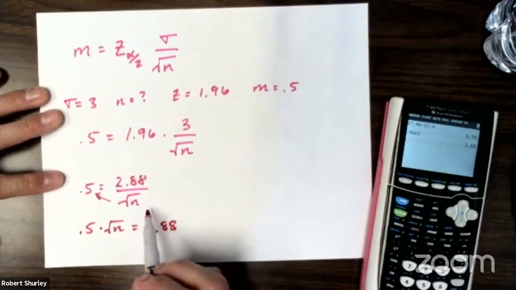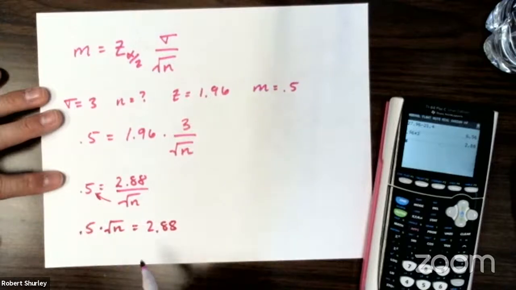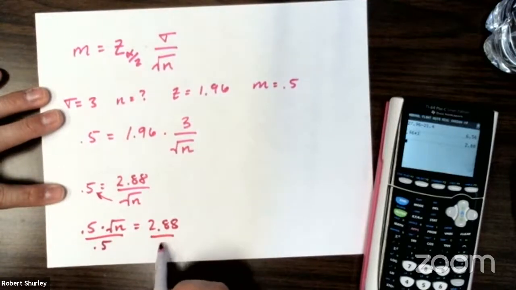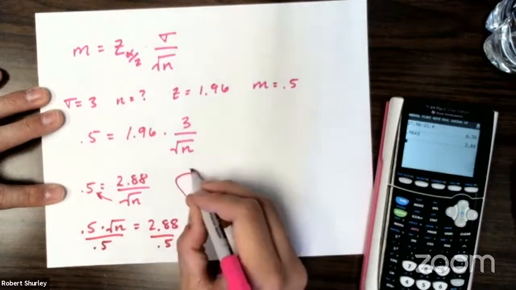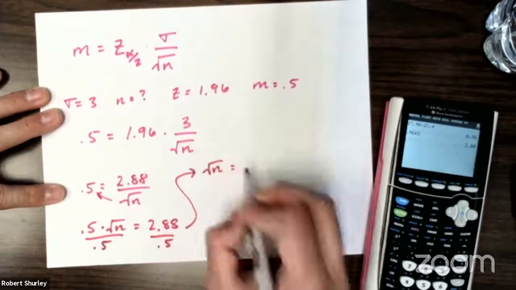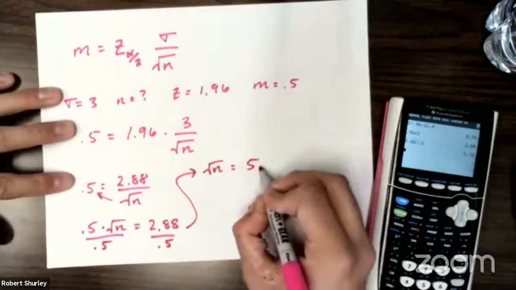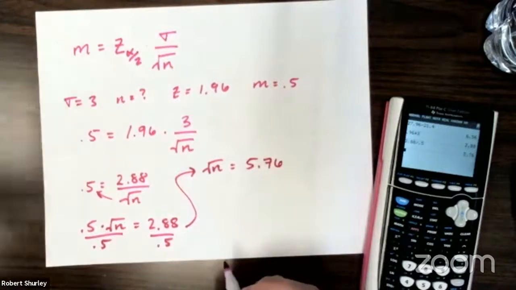It's in the denominator, so you multiply it to the other side. Then I want the 0.5 to go away, so I'm going to divide by 0.5 on both sides. So I get the square root of n equals 2.88 divided by 0.5, so 5.76.